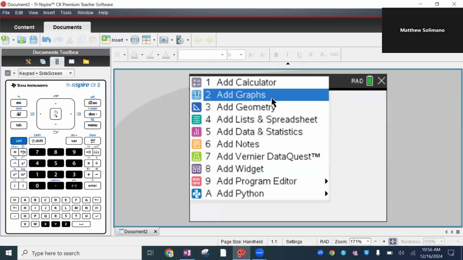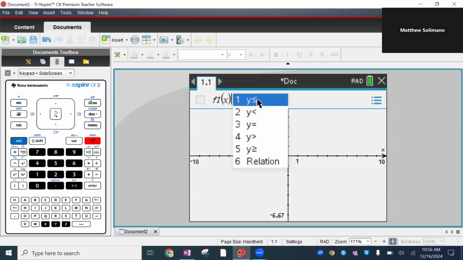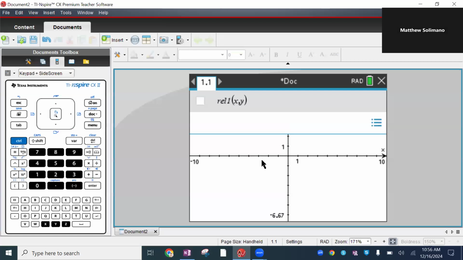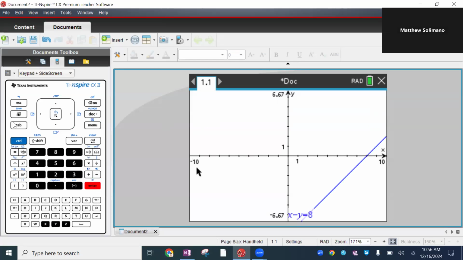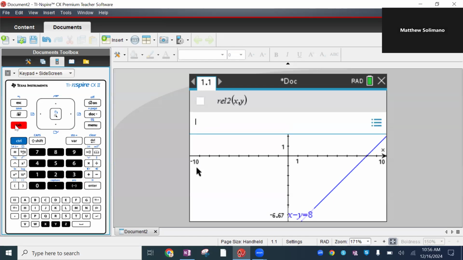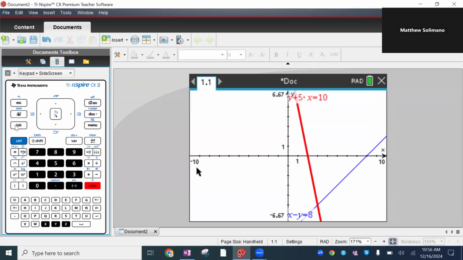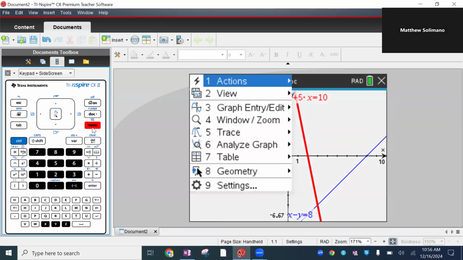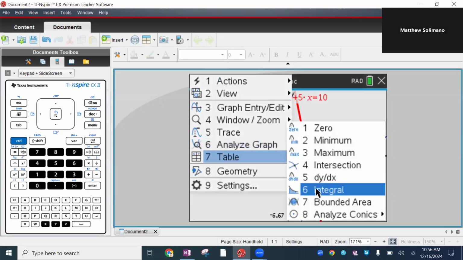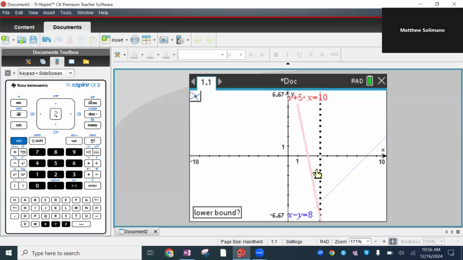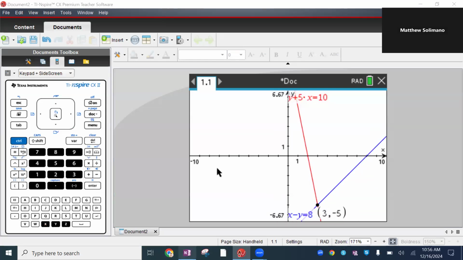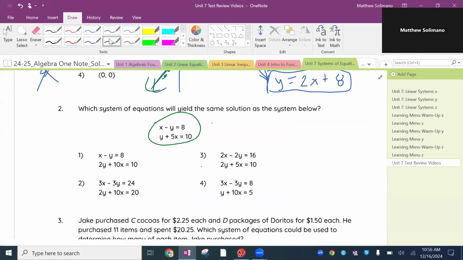Looking at these two, I'm going to go to a new graph and I'm going to do a relation because they were not solved for y. So this is going to be the quickest way to do it. x minus y equals 8 was the first equation. I'm going to hit tab for my second equation. y plus 5x equals 10. And now to find the solution, I'm just going to analyze this graph. Menu, analyze graph, 6 or 4 for intersection. I got to go left, right. It is 3, negative 5. So the solution for this system was 3, negative 5.